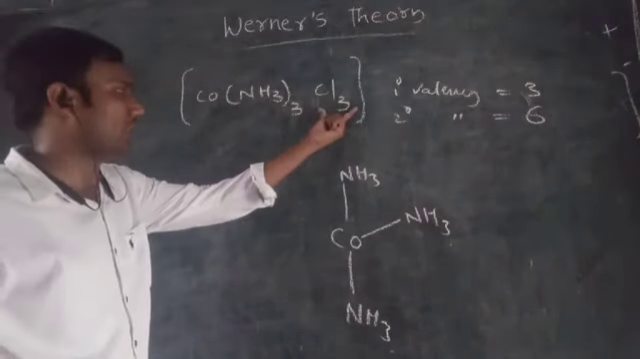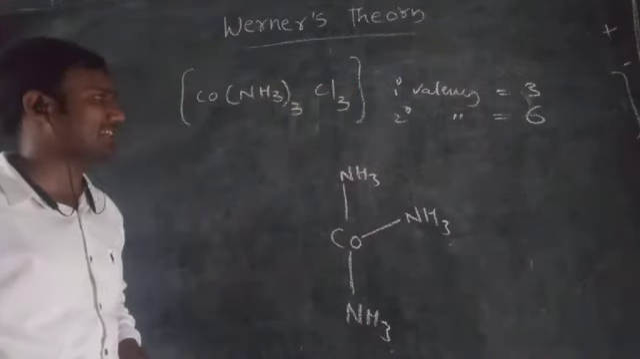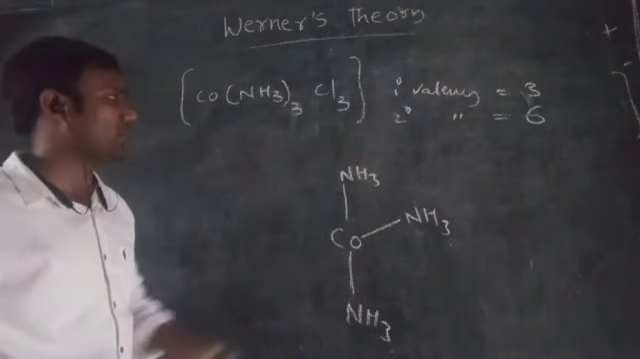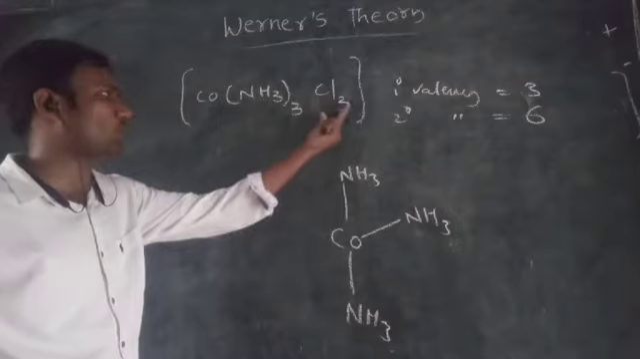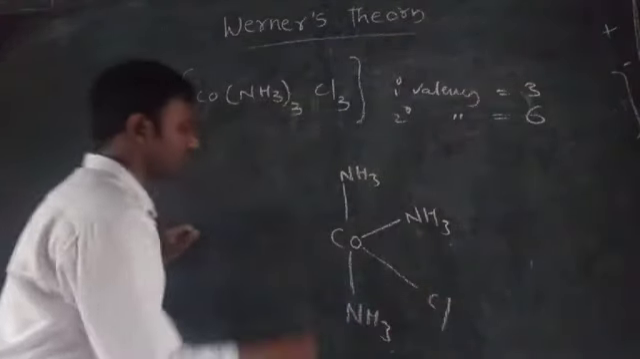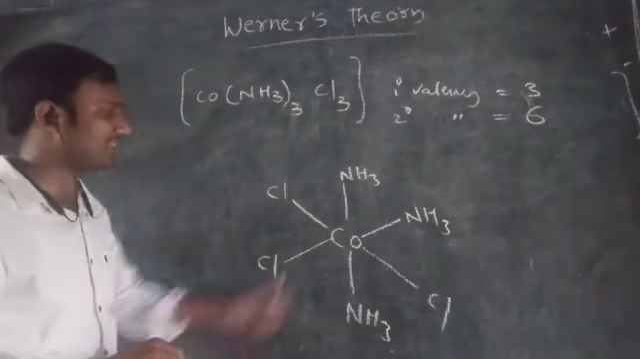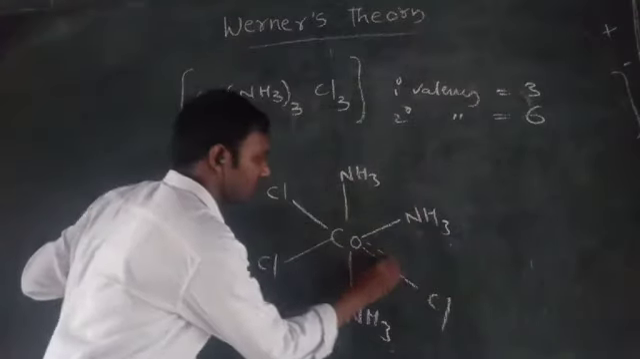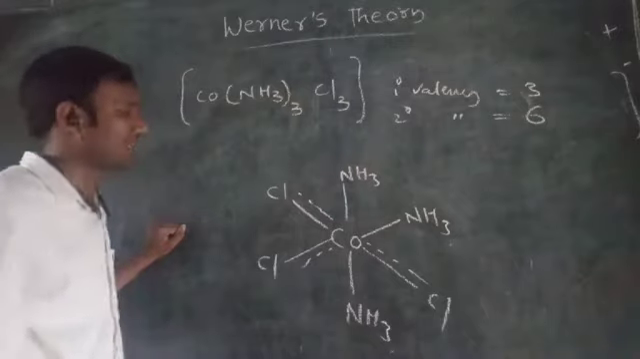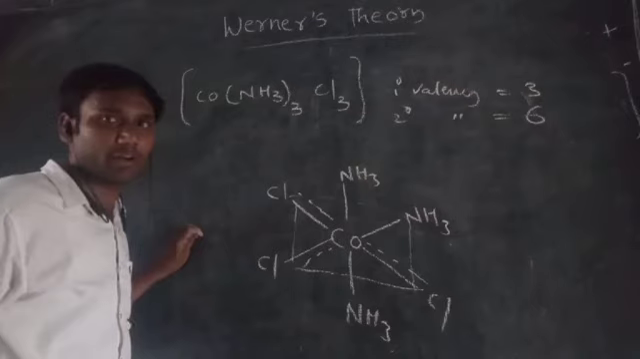Next, 3 chlorines. But the chlorines are present inside the sphere. The negative ion present inside the sphere is satisfied by both the primary valence and the secondary valence. So each of these three chlorines shows secondary valence, and each is also satisfied by the primary valence. That means 3 dotted lines. So this is again coordination number 6, nothing but an octahedral structure. Again, which structure is this? Octahedral structure.